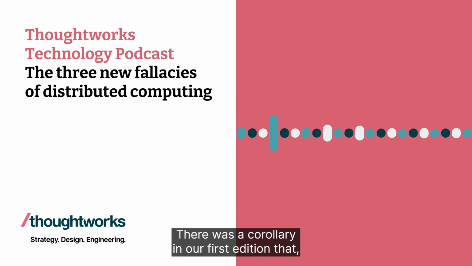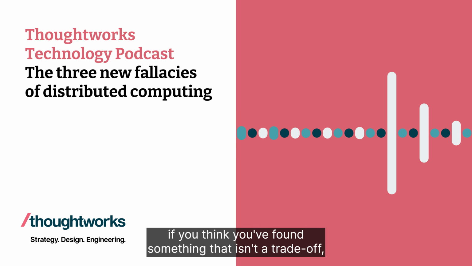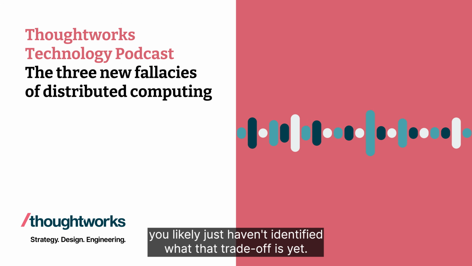There was a corollary in our first edition that if you think you found something that isn't a trade-off, you likely just haven't identified what that trade-off is yet.